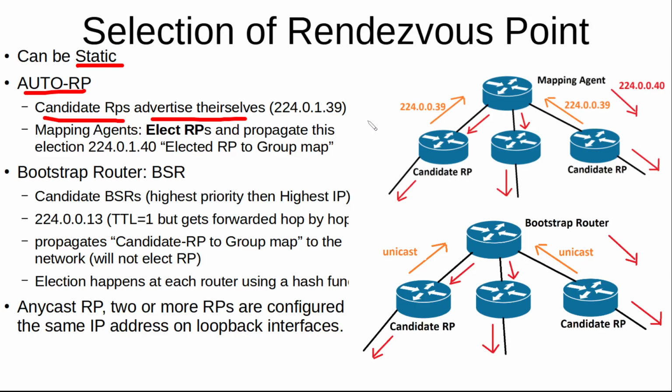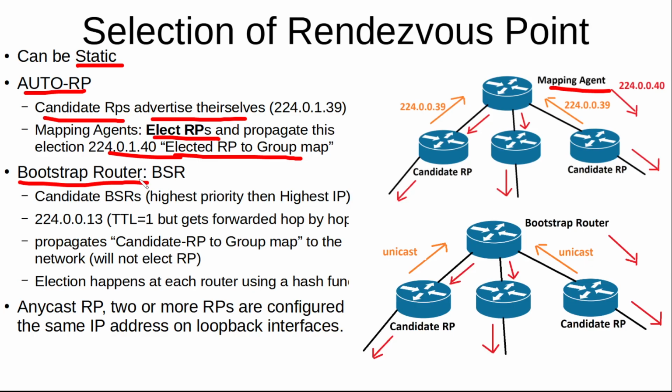224.0.1.39, and you will need a mapping agent that will be in charge of actually electing the rendezvous point for each group, and then it will create an elected rendezvous point to group map that will be propagated through the network using the multicast address 224.0.1.40. The other way to do this is using the standard version of this, which is using a bootstrap router.